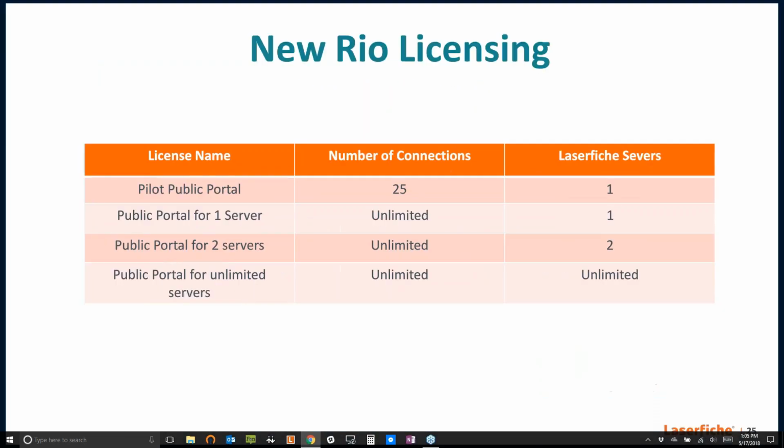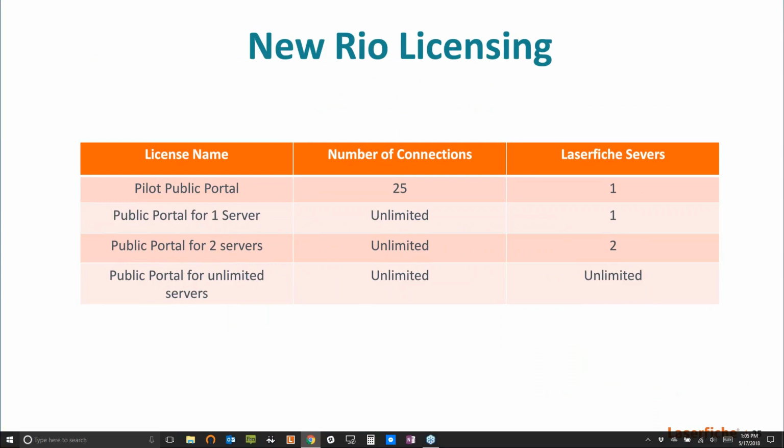Rio is pretty similar. It has multiple different levels that you can be licensed for the WebLink Public Portal at. And then it just has one pilot public portal, which has 25 concurrent connections. The rest have unlimited. And then just depending on how many Laserfiche servers you're looking to connect to, you would buy the appropriate license for that.